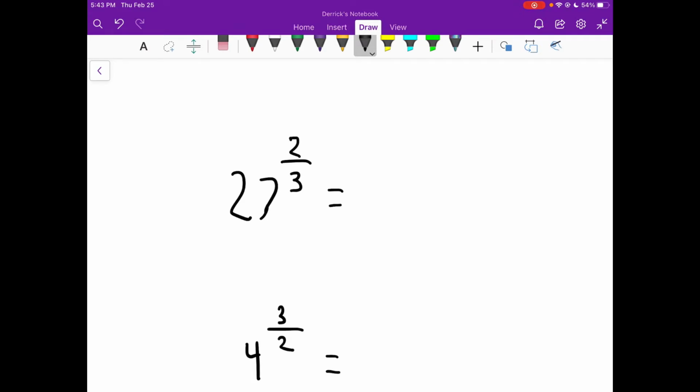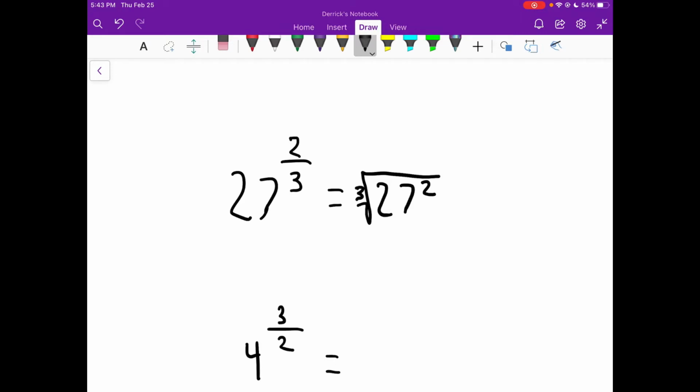So 27 is my base, so 27 is what I'm going to have inside the radical. And then it's just between the 2 and the 3. The 2, being the numerator, would represent the normal exponent, meaning we have 27 being squared. The 3, being the denominator of that fraction, means that it represents the type of radical, the type of root. So we have the third root of 27 squared.